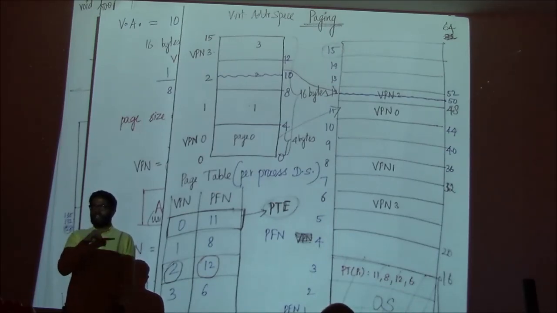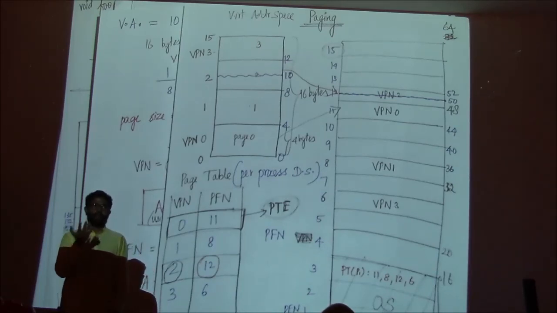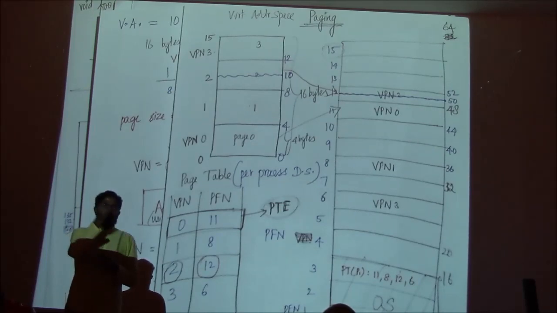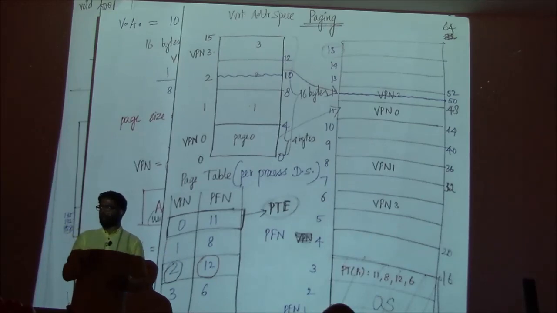Because address translation is done by the hardware, the hardware needs to know where the page tables actually reside in the physical memory. And so it has a register called the page table base register. And whenever a process is running, that process's page table base value will be loaded there. We may go into a lot more detail in the next class.